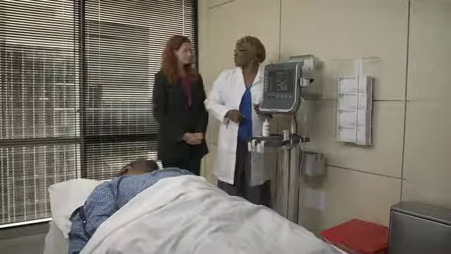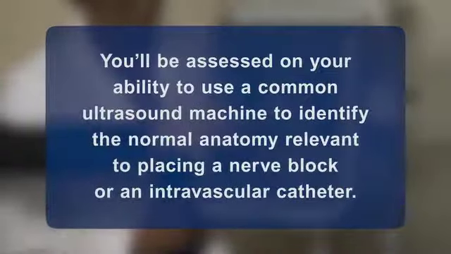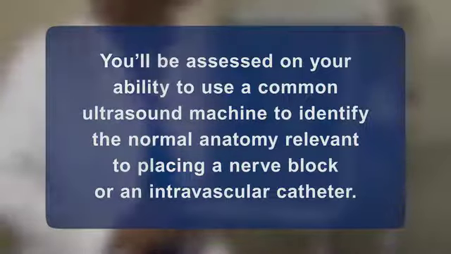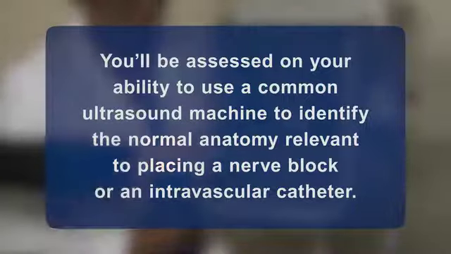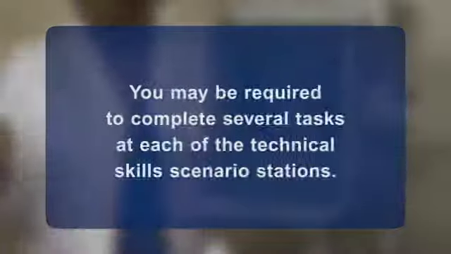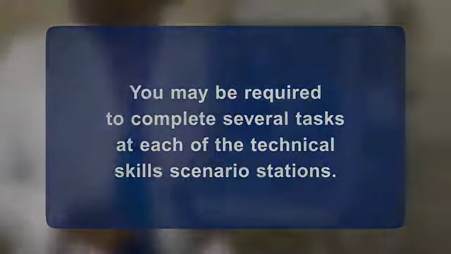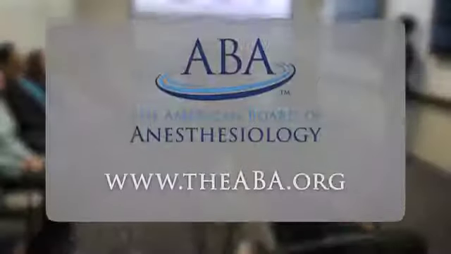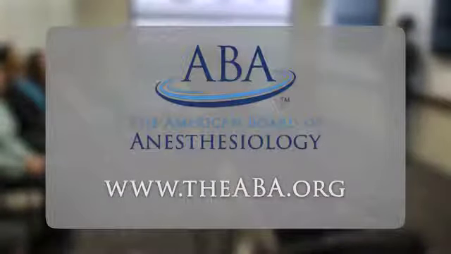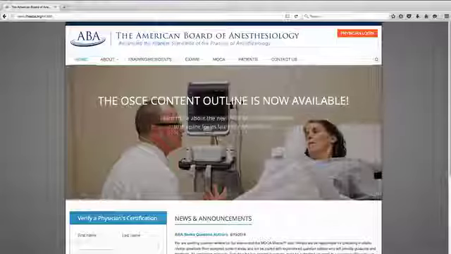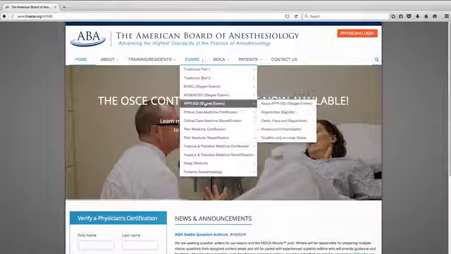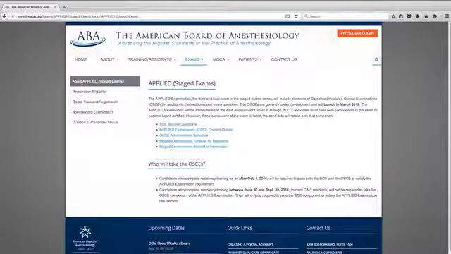Let's move on to another task. For this skill, you'll be assessed on your ability to use a common ultrasound machine to identify the normal anatomy relevant to placing a nerve block or an intravascular catheter. You may be required to complete several tasks at each of the technical skills scenario stations. We hope this information is helpful in giving you a sense of what you can expect during the OSCEs. You can find the content outline, exam blueprint, and other information on the Applied Exam page of our website.